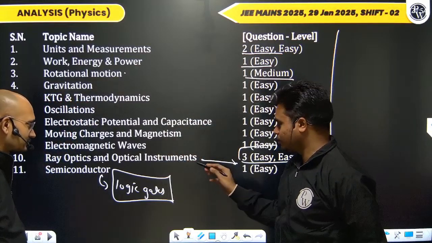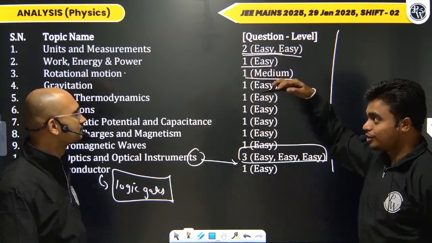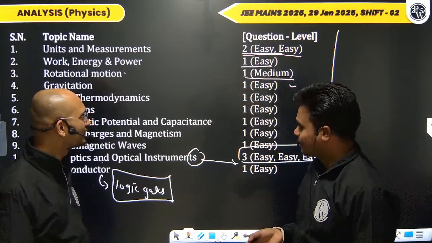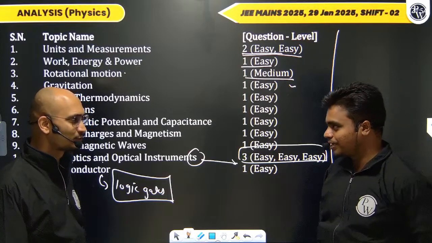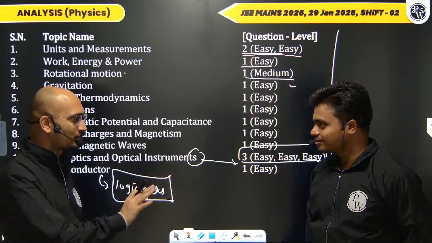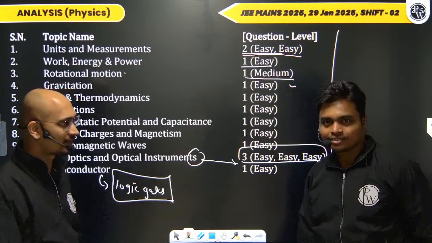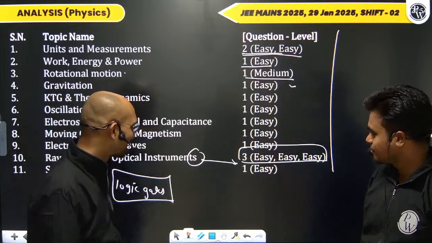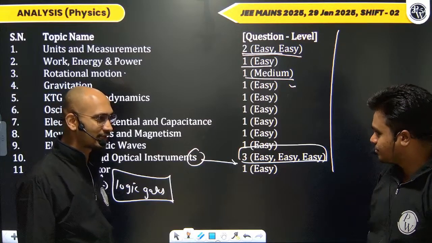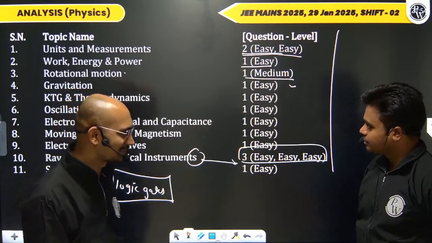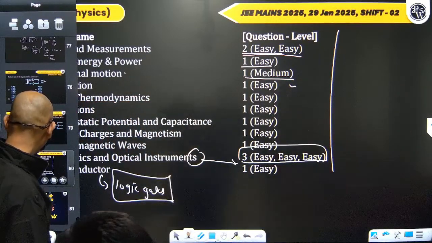Some good questions came from ray optics, and units and measurement also had questions, which is the starting chapter. It is a very balanced paper. Nobody can leave any of the topics just by thinking it is just basics or easy. We cannot leave it like that. It is a very balanced approach for testing a student's knowledge, because everyone will get a fair chance. Okay, sir, you continue, then we'll. Sure, thank you.